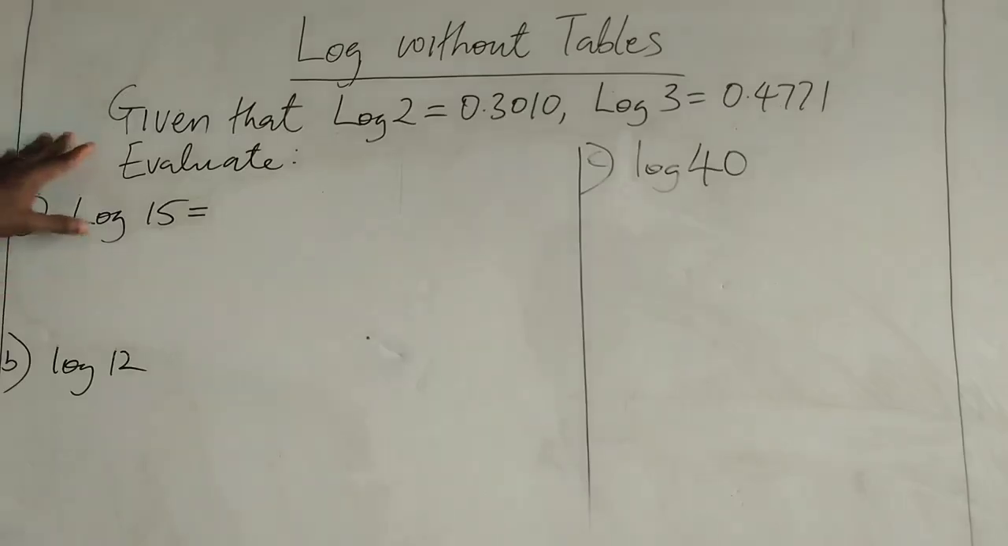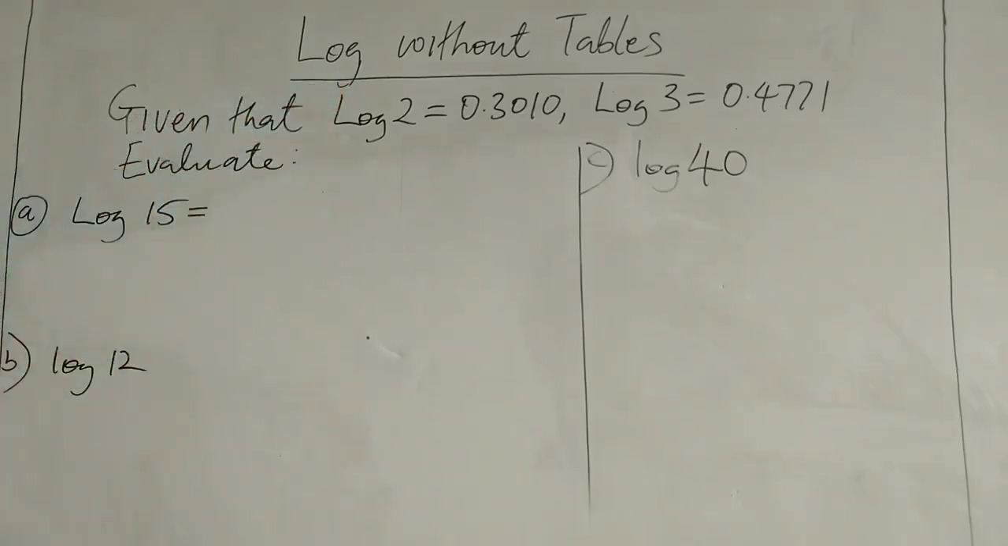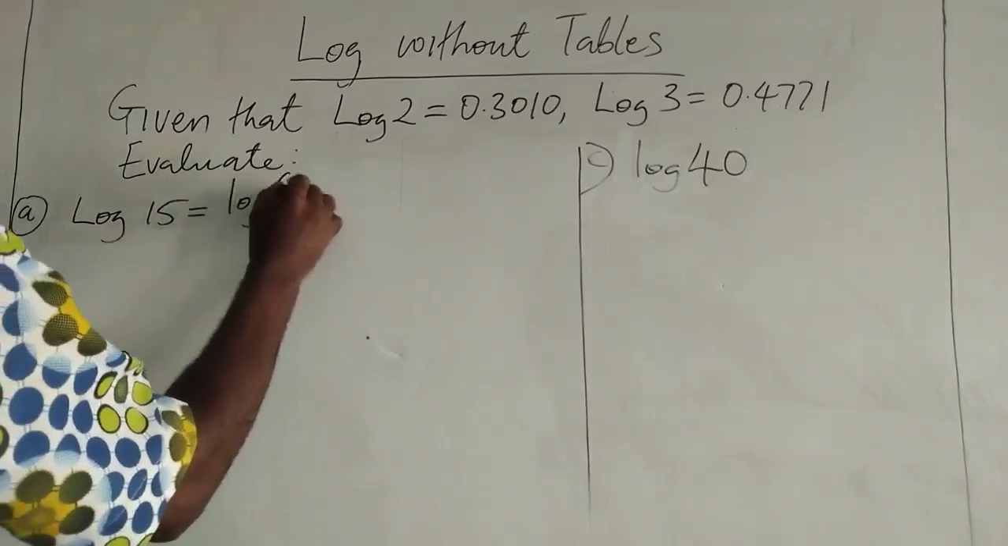Anytime you are given this type of question, make sure you are guided by the logs given to you. You are given log 2 and log 3. So in simplifying these logs, 15, 12, and 40, make sure you are guided by log 2 and log 3 in choosing your factors. The factors of 15, the factors of 12, and the factors of 40. The first one, log 15, will be simplified as 3 times 5.